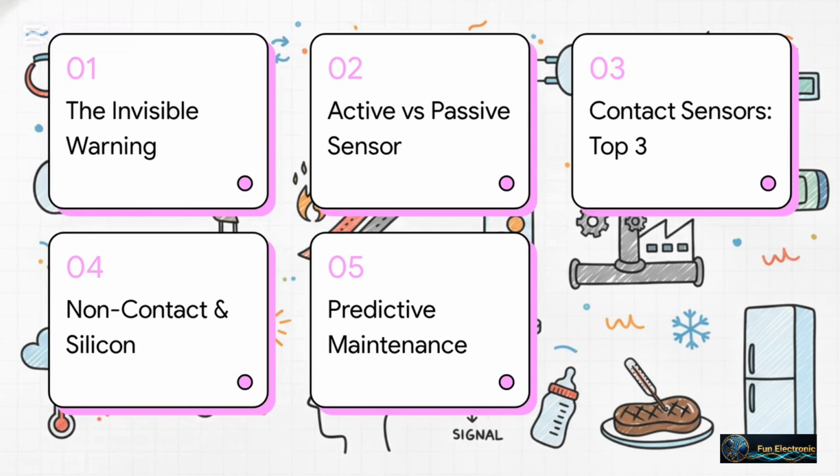Here's our roadmap for today. We'll start by looking at the core problem of undetected heat. Then break down the fundamental difference between active and passive sensors. From there, we'll dive into the big three contact sensors, check out some really cool non-contact and silicon technologies, and finally, tie it all together with real-world industrial predictive maintenance. Let's get right into it.